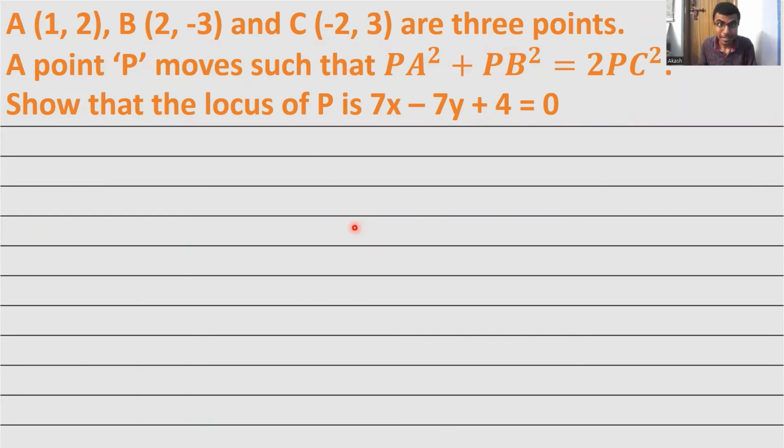Hello learners, let us see how to find the locus of P if it is given that PA square plus PB square is equal to 2PC square.